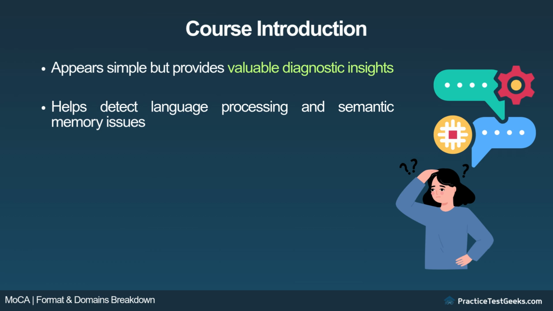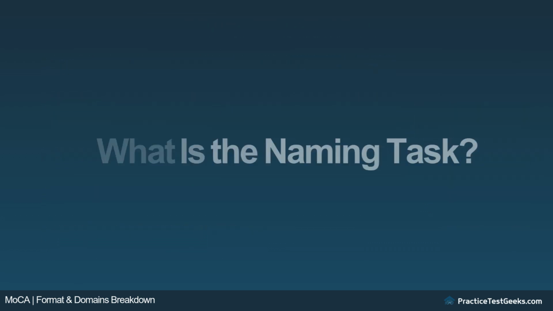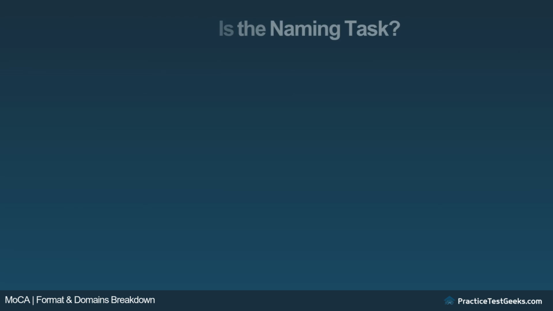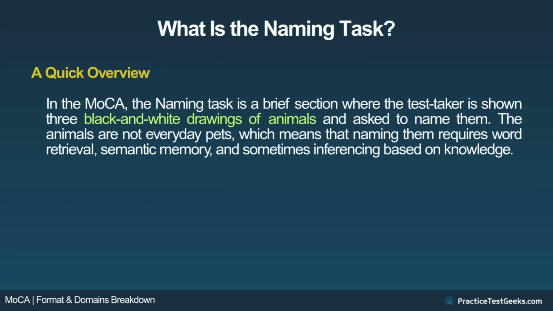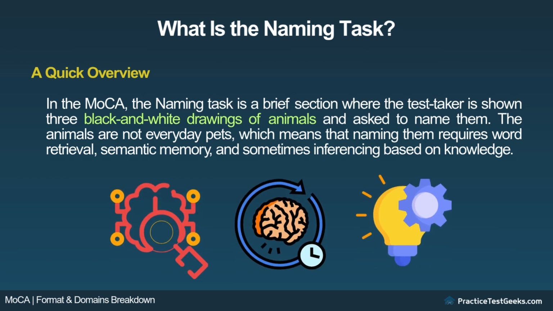semantic memory. In this lesson, you'll learn how the naming task works, what skills it evaluates, and how to score it with precision. What is the naming task? A quick overview. In the MoCA, the naming task is a brief section where the test taker is shown 3 black and white drawings of animals and asked to name them. The animals are not everyday pets, which means that naming them requires word retrieval, semantic memory, and sometimes inferencing based on knowledge. This is not simply a vocabulary test, it's a cognitive challenge that targets specific brain functions.